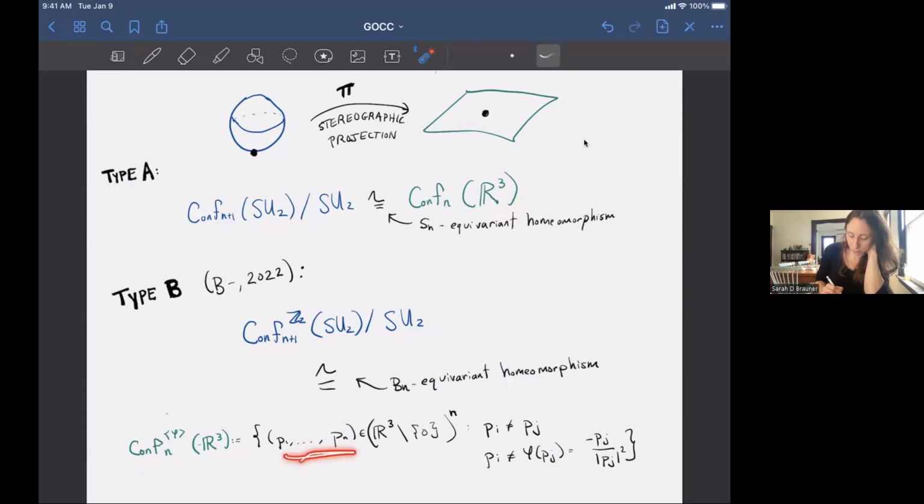So it's a set of points P1 through Pn. They're in R^3, but not 0. And I'm requiring that Pi can't be equal to Pj, and Pi can't be equal to this weird antipodal action, which I'm going to call phi, just so we don't confuse it with the standard Z2 action of just negation. Okay, so I'm going to write this space like that.